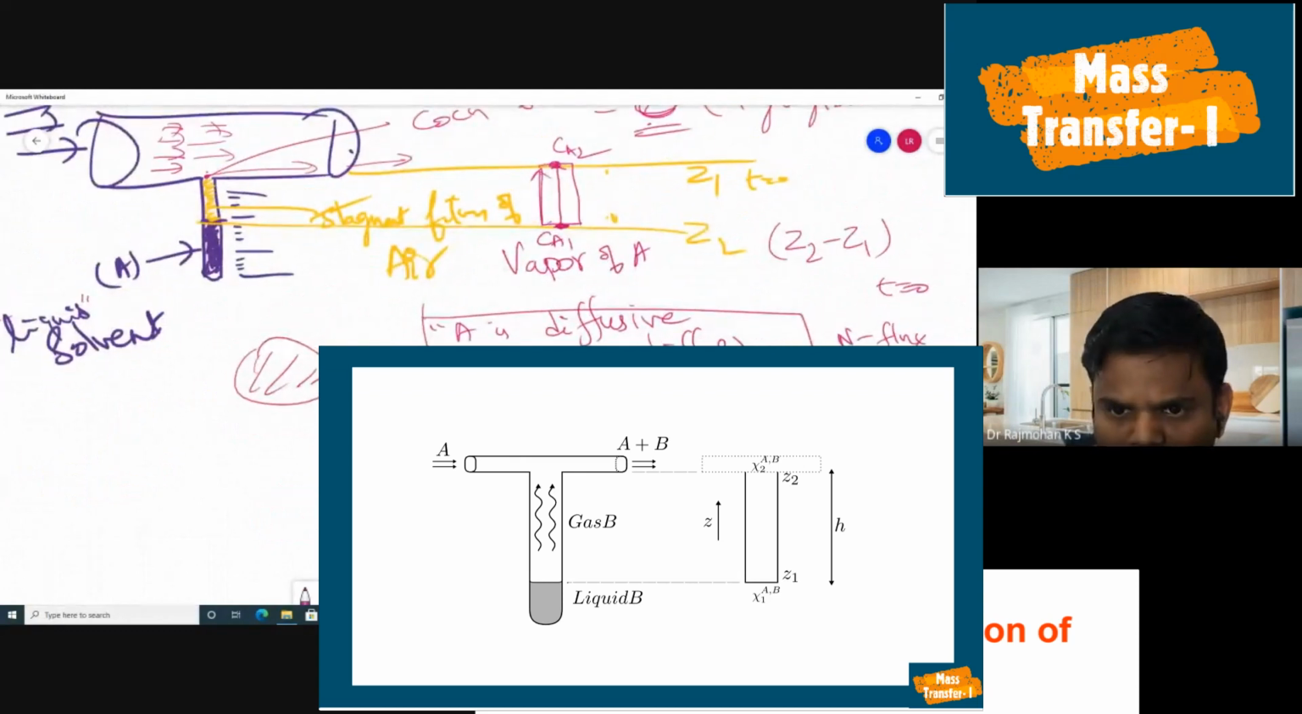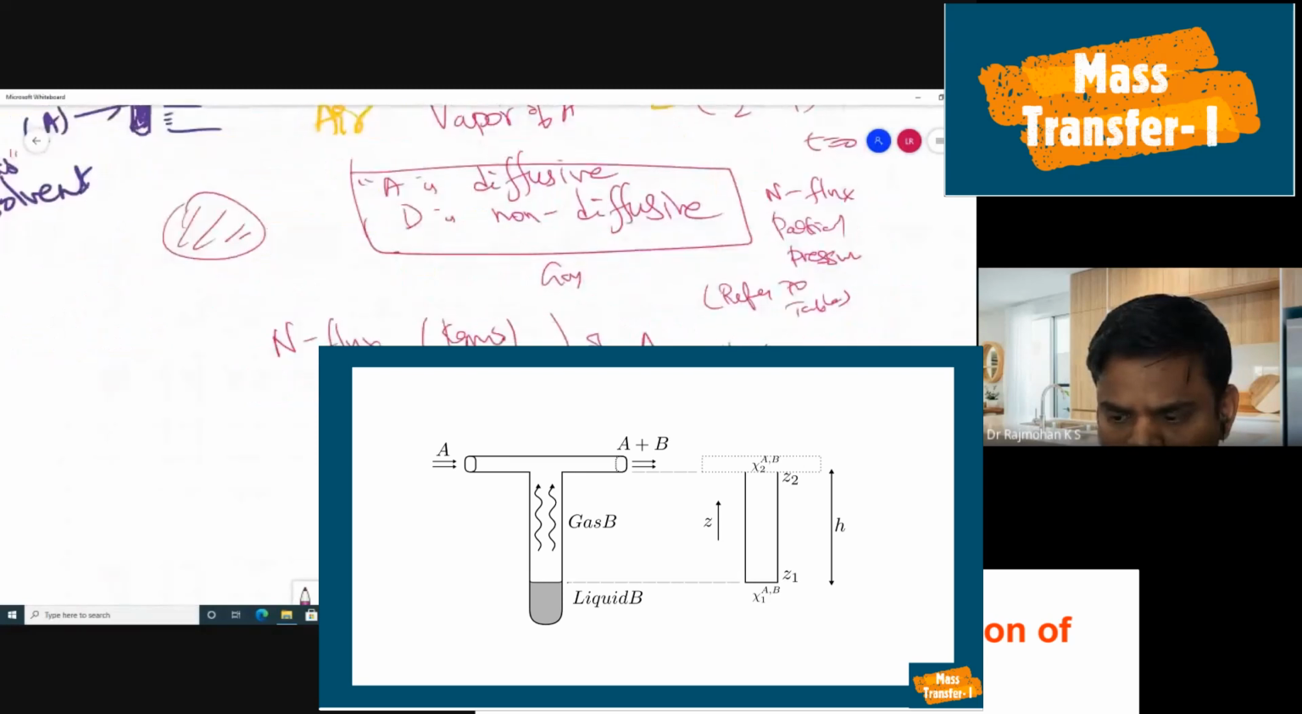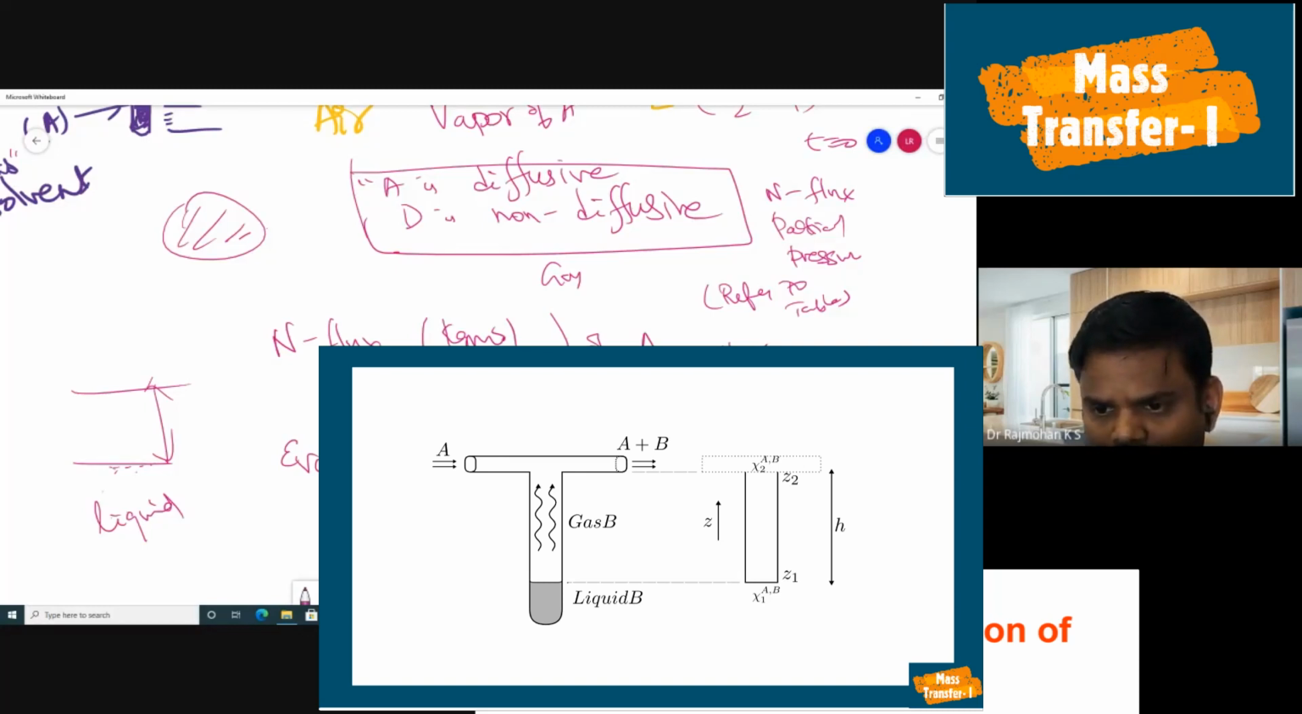But how are these vapors coming? We know that whatever the flux is, let N be the flux in kg moles per meter square second of A across the stagnant film, whatever may be the thickness, Z2 minus Z1. But here we are not having vapor below the stagnant film. What we are having is liquid. And how are we getting vapors here? What is taking place there? Evaporation. Yes, there is evaporation of liquid, and there is flux of A.